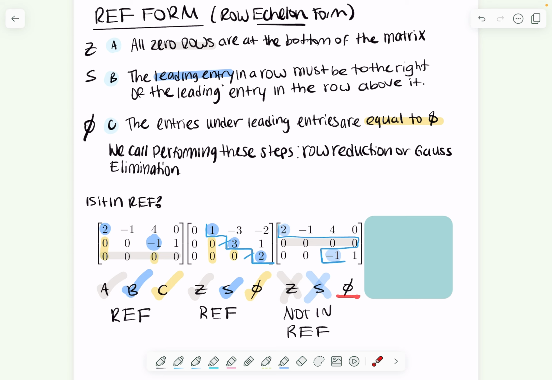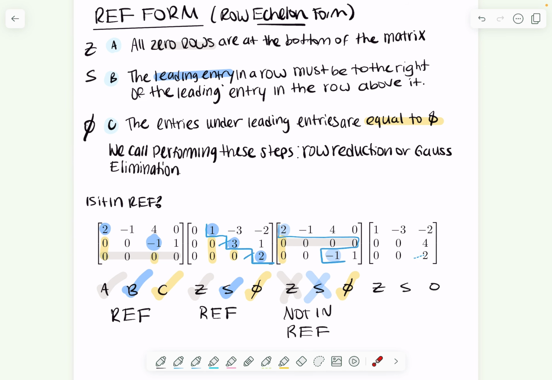What about this one? Are all entries below the leading entry zeros? Well, here, this is a leading entry. Are all of the entries below it 0? Yes. This is a leading entry, there are no entries below it, so not applicable. So it does pass this condition. But because it doesn't pass either of the other two, and it has to pass all of them to be in row echelon form, it's not in row echelon form.